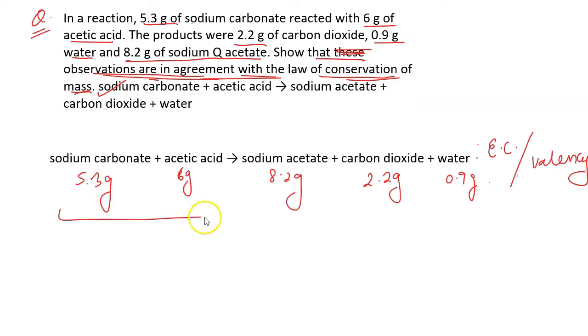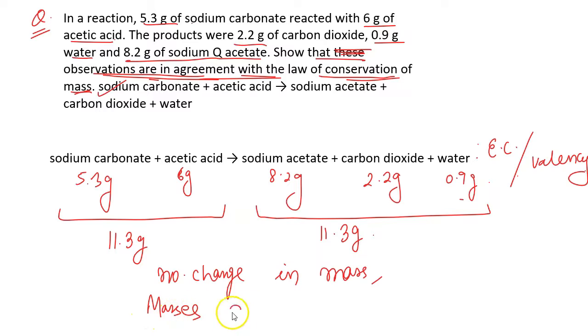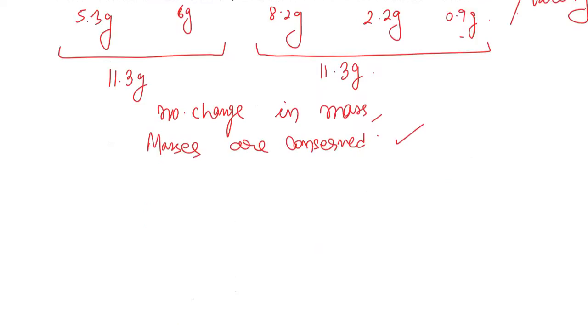So if you add the total masses on the left hand side, we get 11.3 grams. While adding all the masses of the components on the right hand side, we get 11.3 grams only. And since the masses on left hand side and right hand side are equal, that means there is no change in mass. So if there is no change in mass, we can say the masses are conserved, and hence, yes, it follows the law of conservation of mass. Okay, moving ahead to the next question.